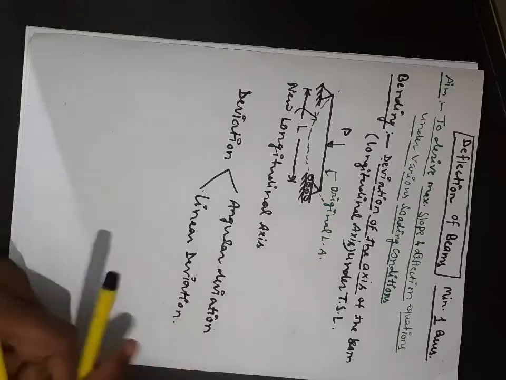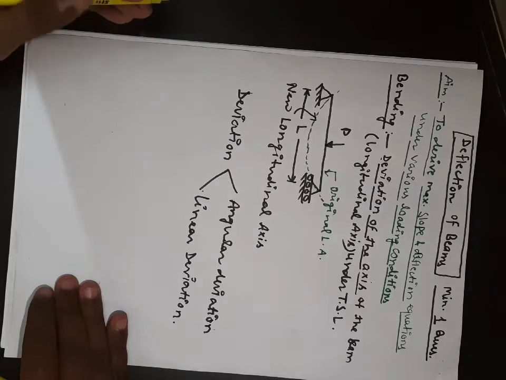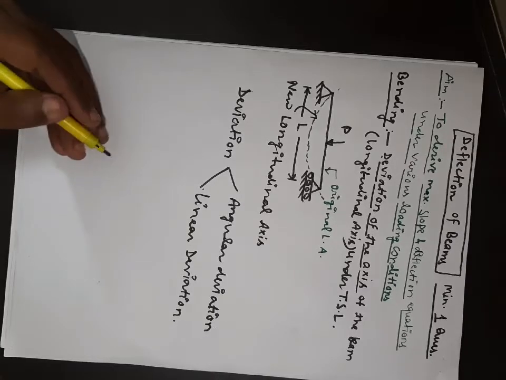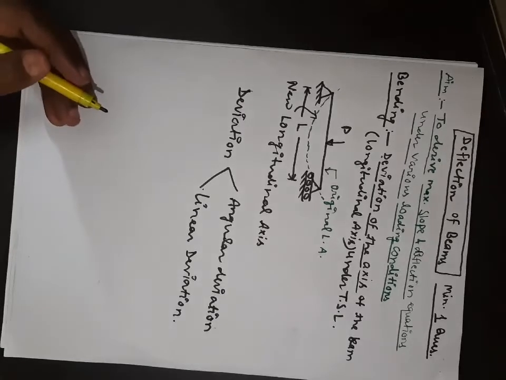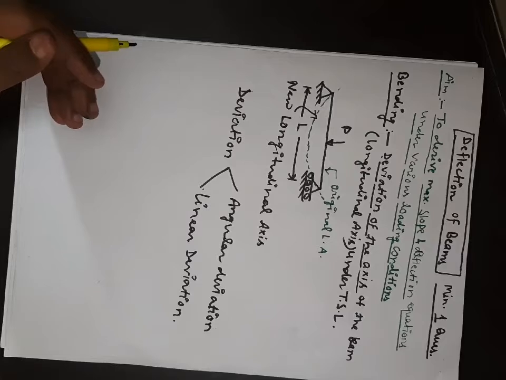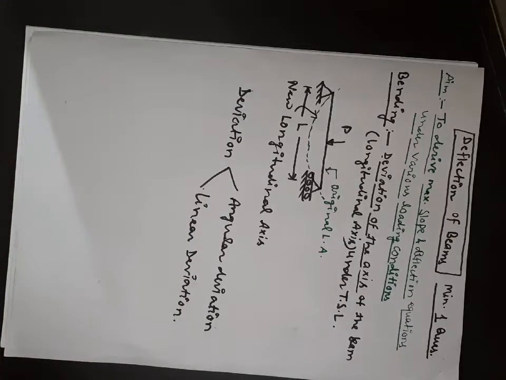So one by one, I'm again repeating what is our aim in deflection of beam: to derive the maximum slope and deflection equations under various loading conditions. What happens generally, students, there are two criteria for designing of any machine component or a beam. First one is strength criteria and second one is rigidity criteria. According to strength criteria, our beam should be strong enough to resist the bending stress or the transverse shear force, while our aim in rigidity criteria is to find out the deflection under the transverse shear load. This deflection should not be greater than the permissible limit of deflection, otherwise the beam will fail.